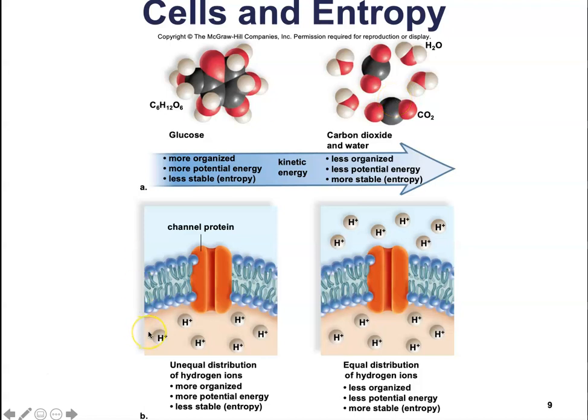Okay, so now if we look at this example down here, we see basically a membrane, a channel protein and some hydrogen ions here. This is showing you unequal distribution of hydrogen ions. You have a lot of hydrogen ions here. This is actually good for review from the last chapter too.